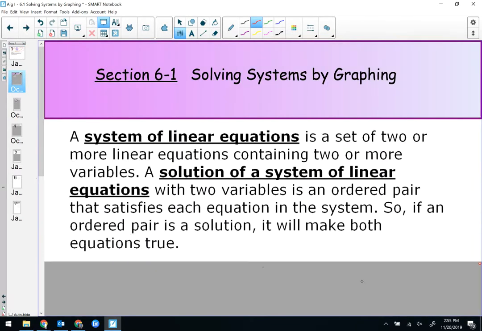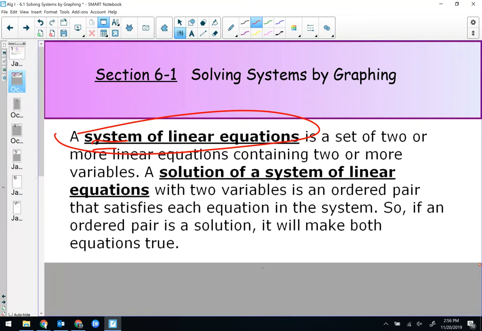That is called a system of linear equations. A system of linear equations is just a set of two or more linear equations containing two or more variables. This word system could be replaced with set. It's two or more linear equations. We could have 3, 4, or 5. We could definitely put more than one linear equation on the same graph.